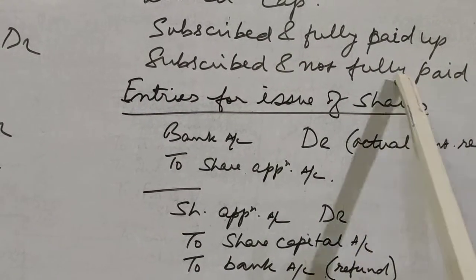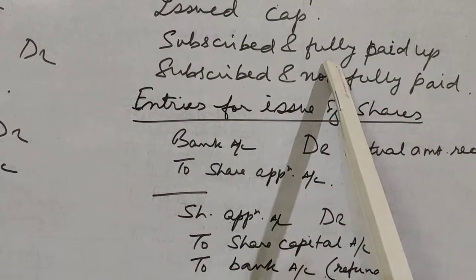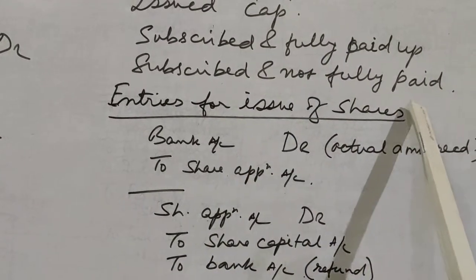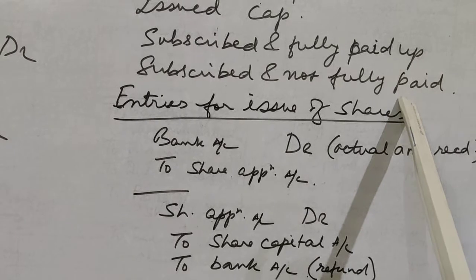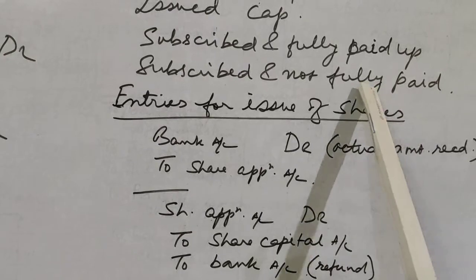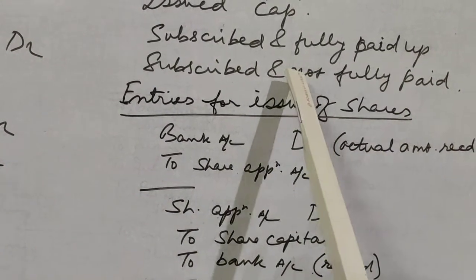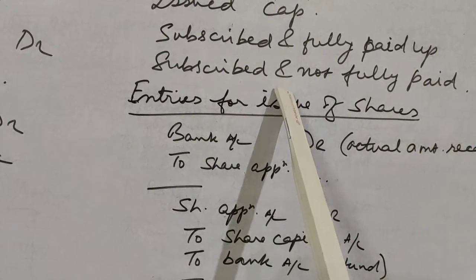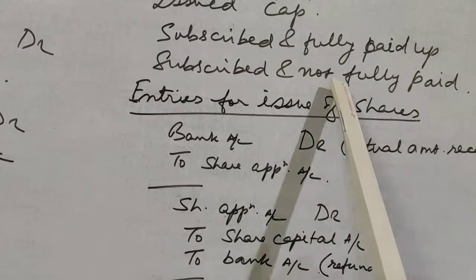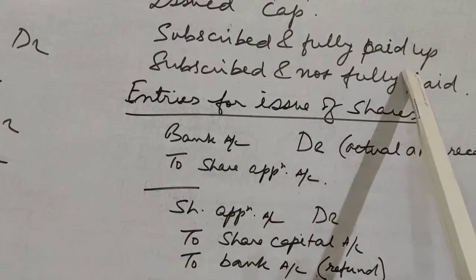Now be very clear about it. Subscribed and fully paid up means the shares on which the total money has been received, and subscribed and not fully paid up means shares on which the total money has not been received. For example, if it is a share of rupees 10 and the company has got rupees 9, then that will come as subscribed and not fully paid up. Let's say the share is of rupees 10, but the company has got rupees 8, then that will be subscribed and not fully paid up.